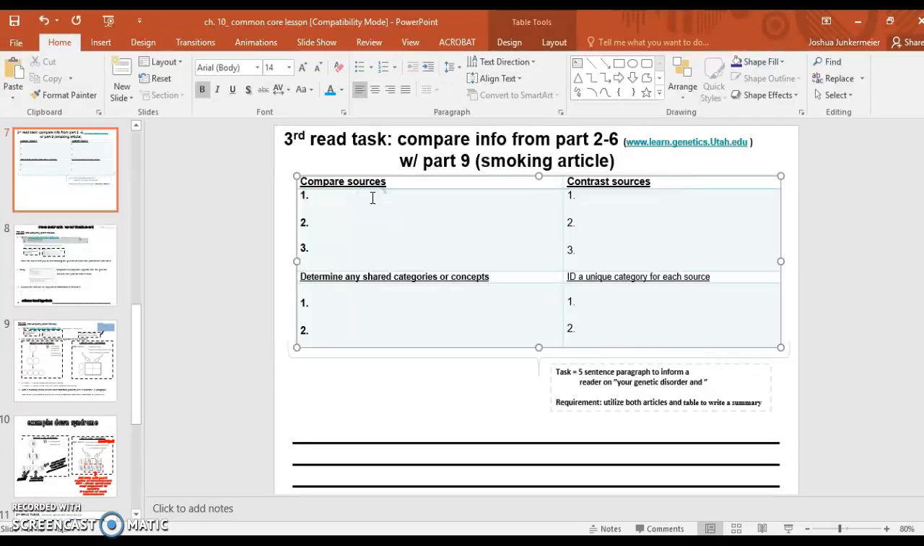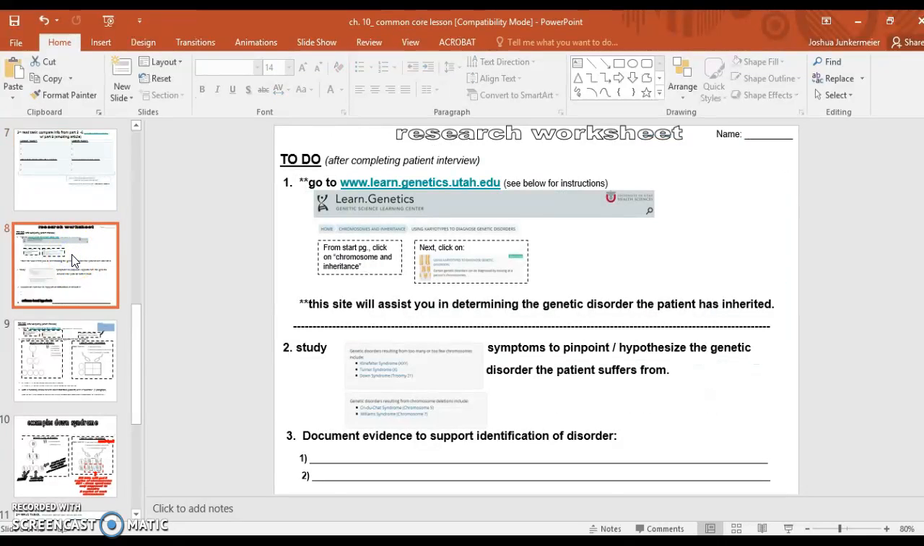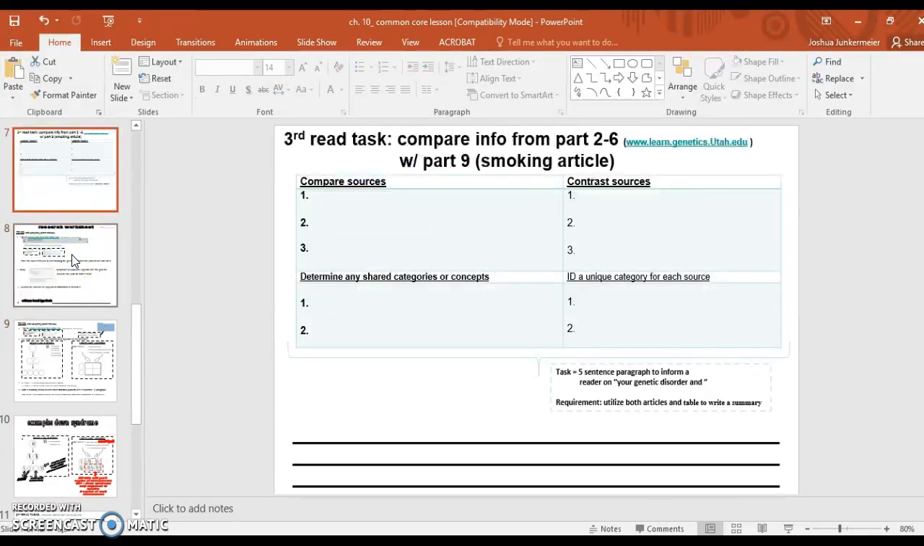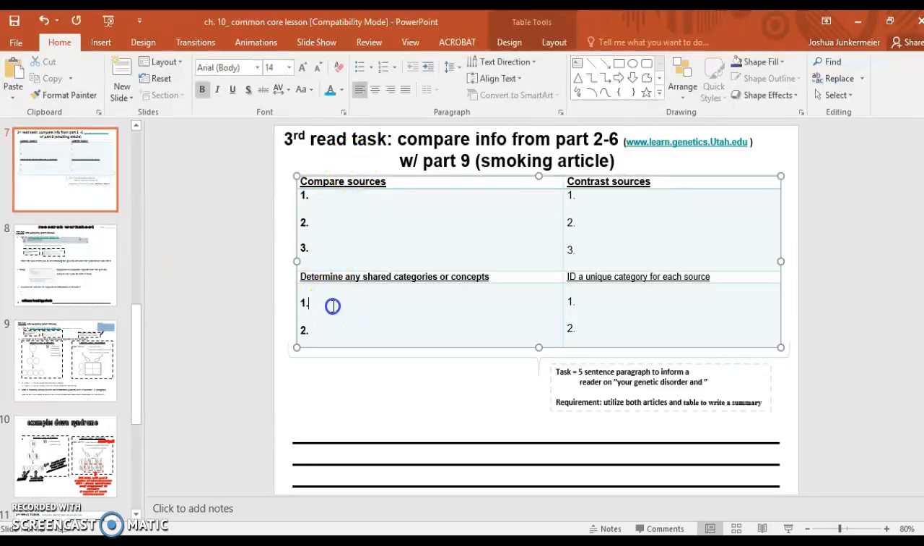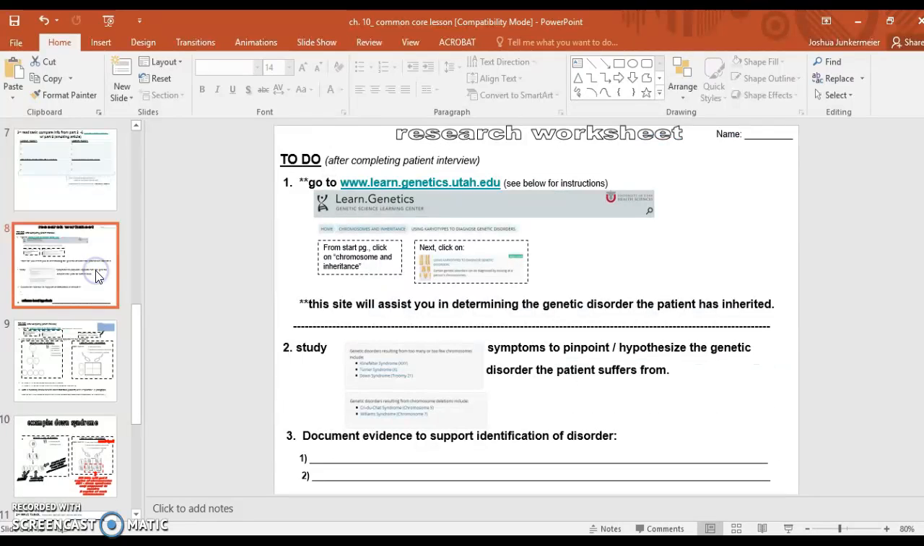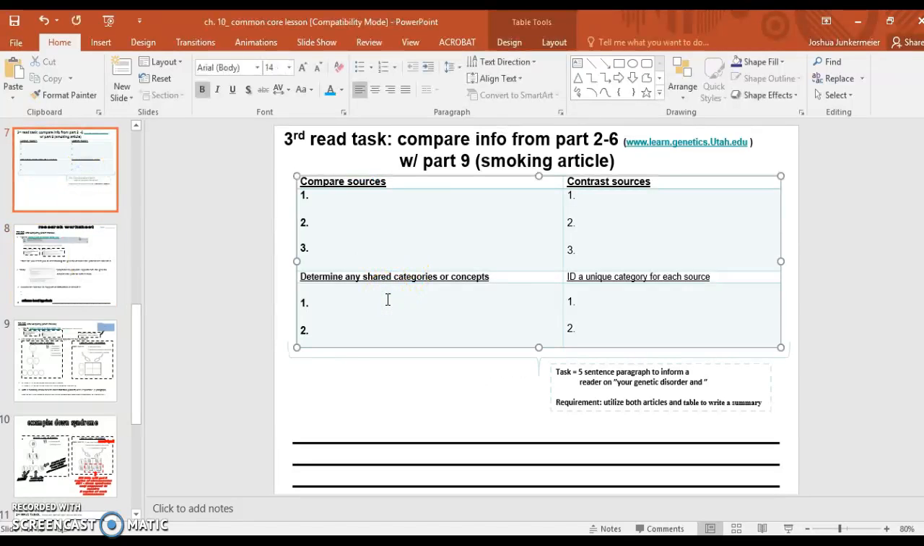You're going to, how is part 2 through 6 similar to anything you learned about in the article? And you would give 3 different things that show how the article has anything to do with 2 through 6 here. And then you're going to come up with a shared title. What words or categories of information could you place what they have in common with? So parts 2 through 6 with the article. What do they have in common? You'd put that in this box here.